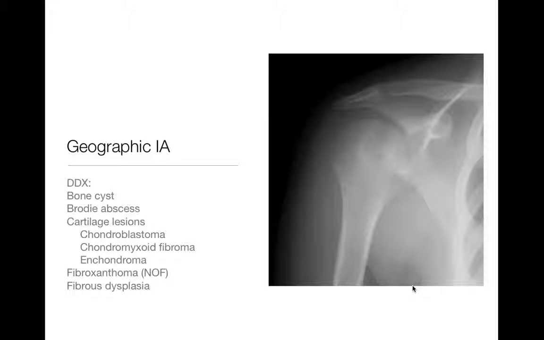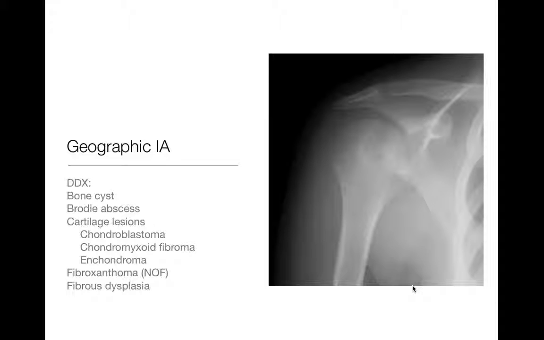So differential diagnosis for a geographic 1A lytic lesion is going to be a bone cyst, a unicameral bone cyst, solitary bone cyst, same thing, a Brodie's abscess, cartilaginous lesions such as a chondroblastoma, chondromyxoid fibroma, and enchondromas, again all benign cartilaginous lesions, non-ossifying fibroma or fibroxanthoma, whichever you'd like to call it, and fibrous dysplasia. Fibrous dysplasia is going to be on all kinds of different lists because fibrous dysplasia, like infection, can look like a lot of different things.